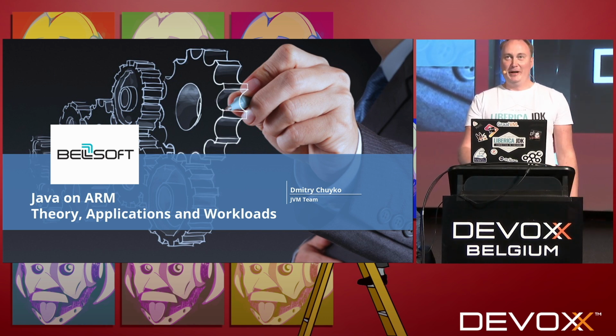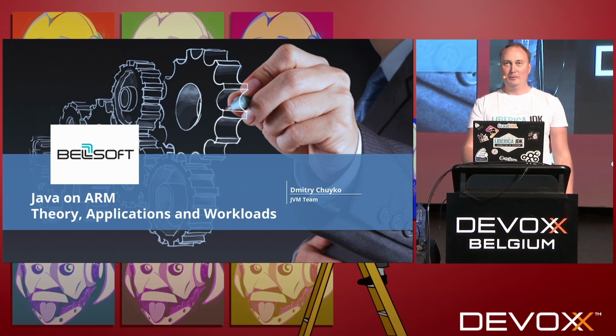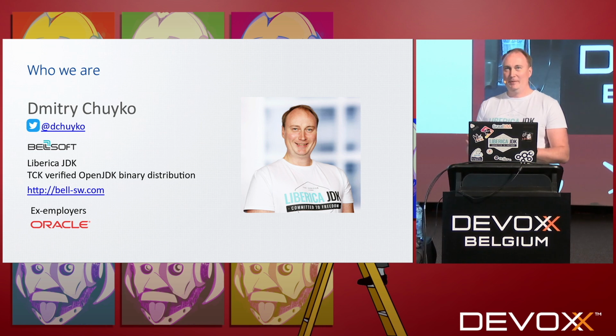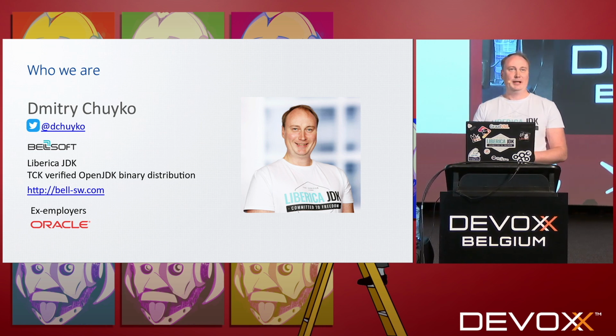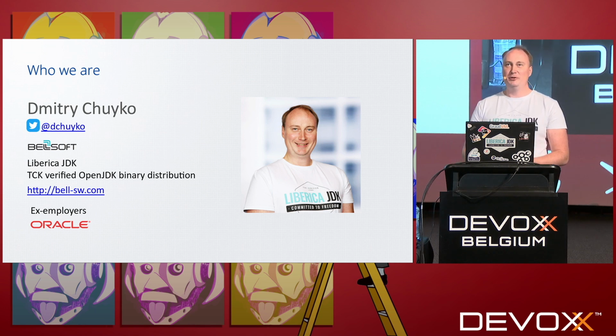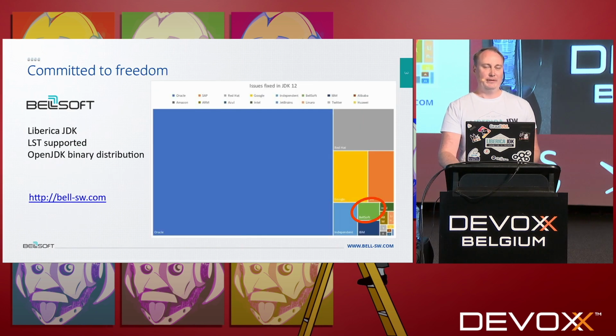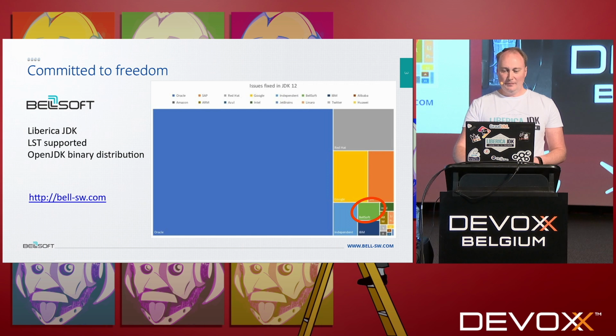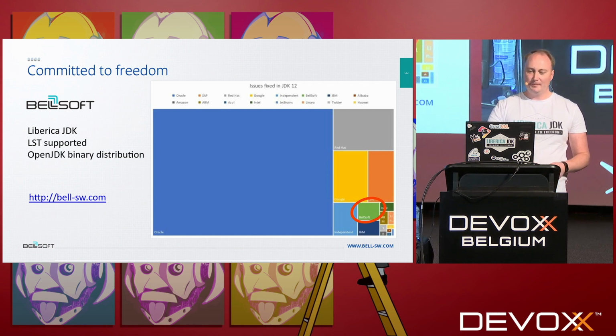Today we're going to talk about something new to many of you, I don't know. And it's Java on ARM. What's going on there? What's new? My name is Dmitry Chuyko. I work for a company named BellSoft, which you probably know because of the binary distribution of OpenJDK we make. It's called Liberica JDK. It's TCK verified, and we provide support for that. And I'm one of the top enterprise contributors in the OpenJDK space.